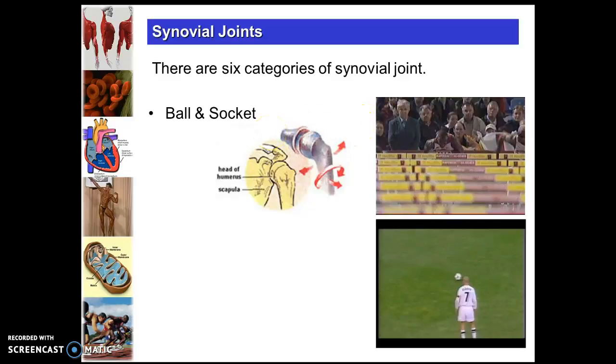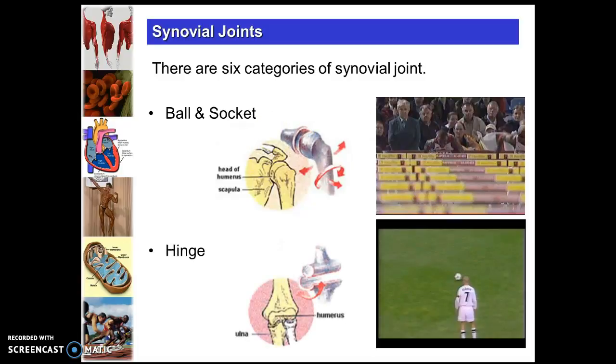Next one, we have hinge joints. There are multiple hinge joints in the body. A hinge joint means that it can open and close, like a hinge on a door that allows it to go forward and backwards. They have specific names which I'll go through tomorrow. The hinge joints are at the elbow, the knee, and finally the ankle.